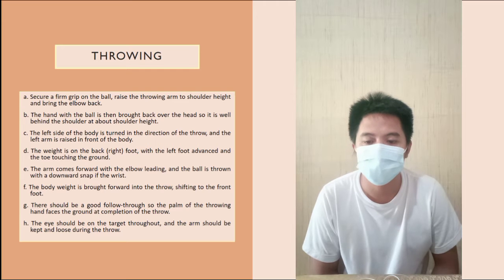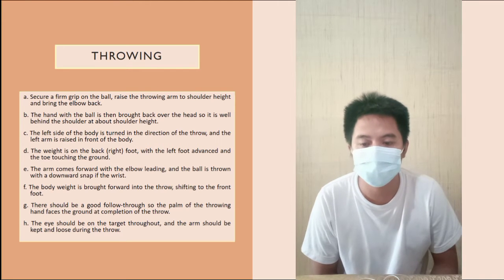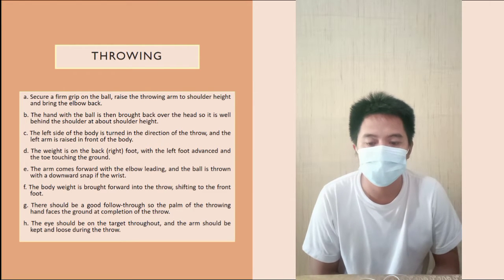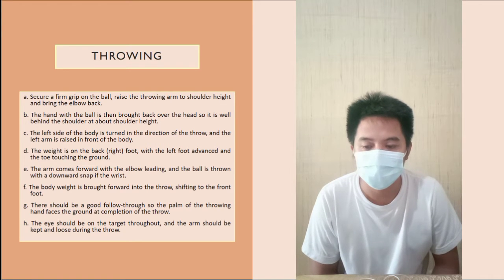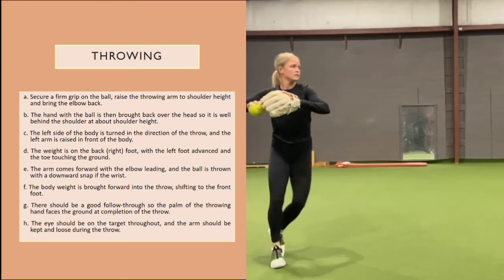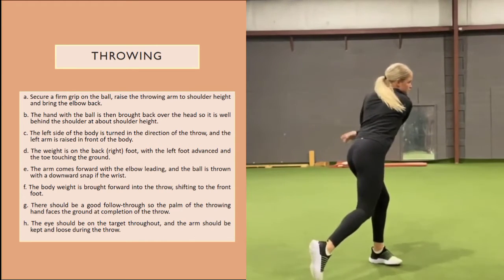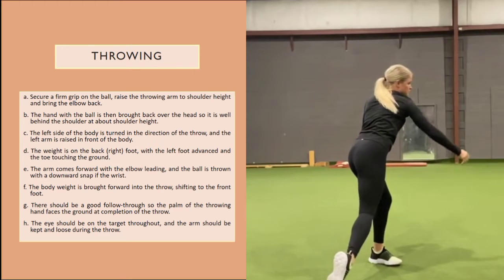The arm comes forward with the elbow leading and the ball is thrown with a downward snap of the wrist. The body weight is brought forward into the throw, shifting to the front foot. There should be a good follow-through so the palm of the throwing hand faces the ground at completion of the throw. The eye should be on the target throughout and the arm should be kept loose during the throw.